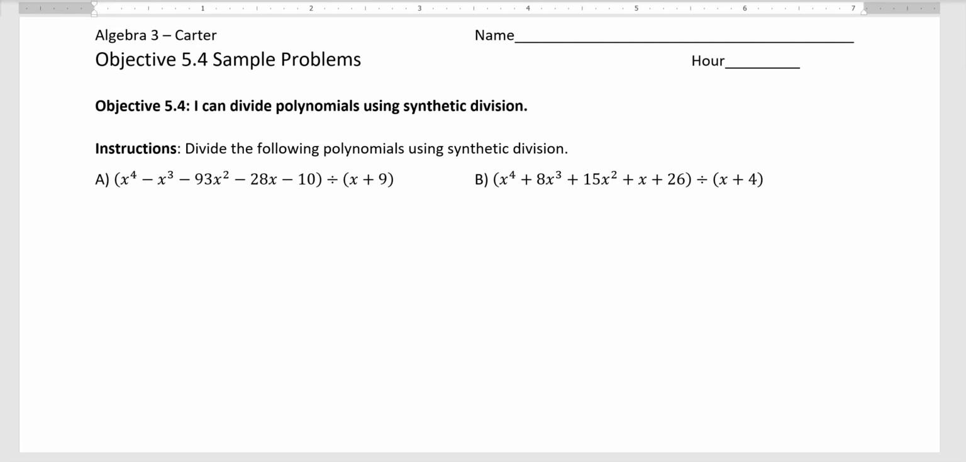Hello! Welcome to our Objective 5.4 sample problems, where we're going to practice some more using synthetic division. So let's dive right in.